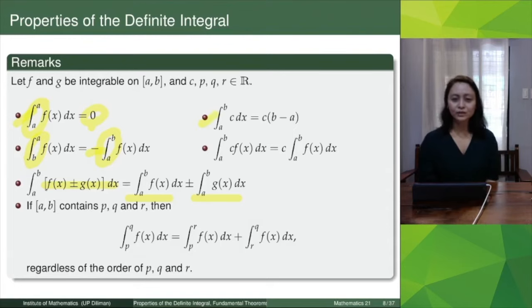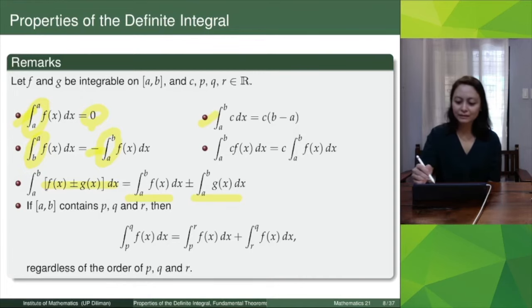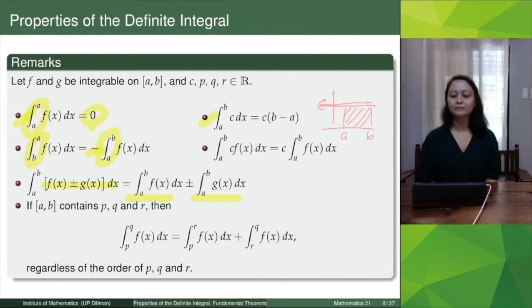The integral from a to b of a constant c times dx is equal to c times b minus a. Remember, the definite integral is area. We get the area, right? So if you have y or f of x equals c, suppose this is the graph of our function. It's just a horizontal line because we have a constant function. And you have the interval from a to b. You'll form a rectangle. Then the area of the rectangle is just length times width.